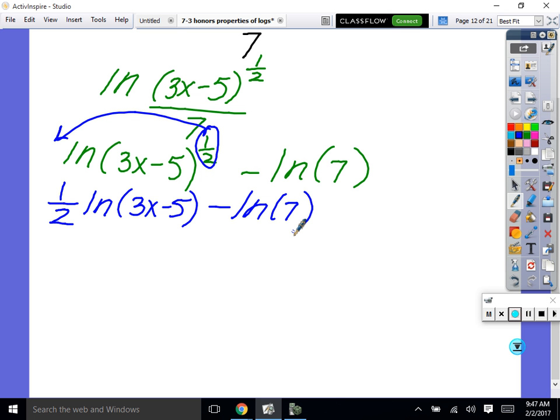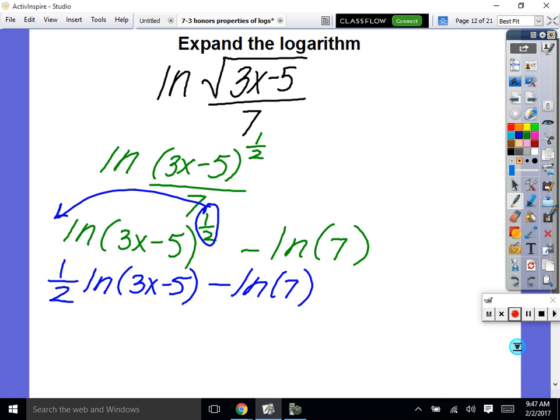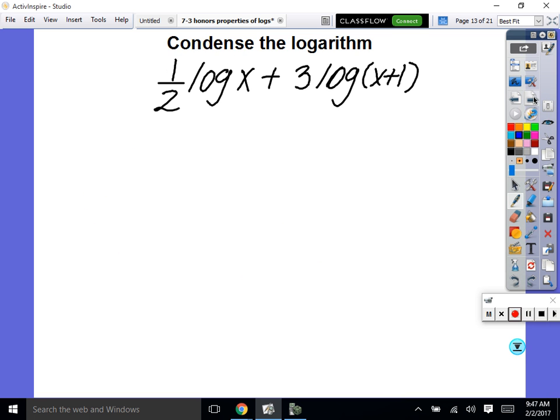Do you want it in that answer, or would you want it in that? Well, this one asked us to expand. So we're going backwards. Okay, so now let's go the other way. This is really the goal here, to be able to take something that's split apart and put it into one logarithm.